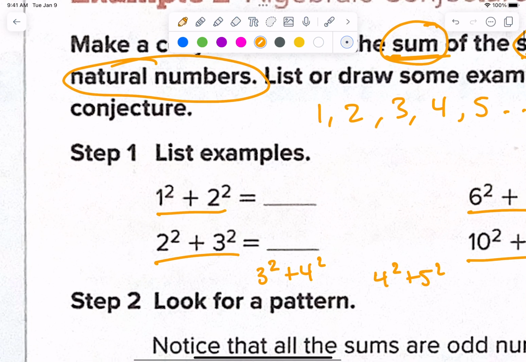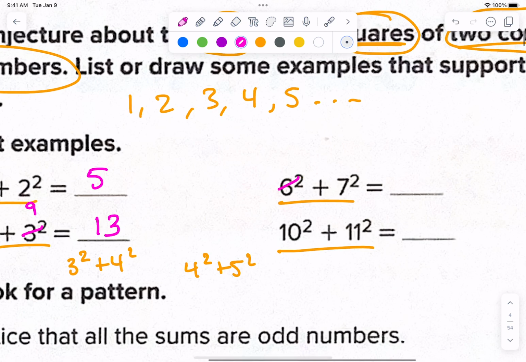I want to square them and add them together. All right, so let's come up with a pattern. Let's see what we've got. 1 squared plus 2 squared. What do you get for that? 5. Okay, what's 2 squared plus 3 squared? 13. Okay. 6 squared is 36.